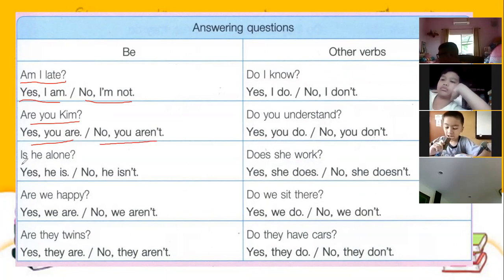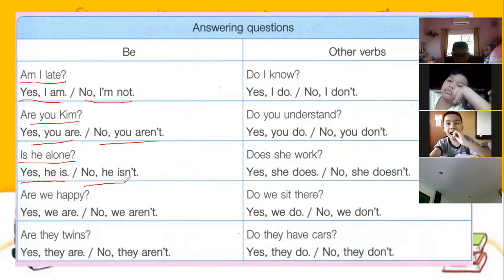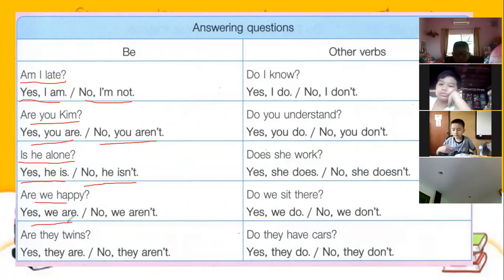All right? Then, is he alone? If it is in the affirmative, the positive sense, yes, he is. Right? And in the negative sense, it will be, no, he isn't, or no, he is not. Similar, are we happy? In the positive sense, affirmative sentence, you would say, yes, we are. In the negative sense, it will be, no, we are not, or no, we aren't.